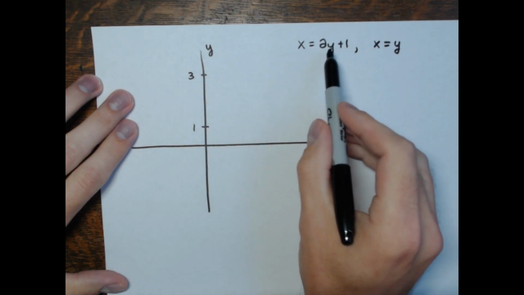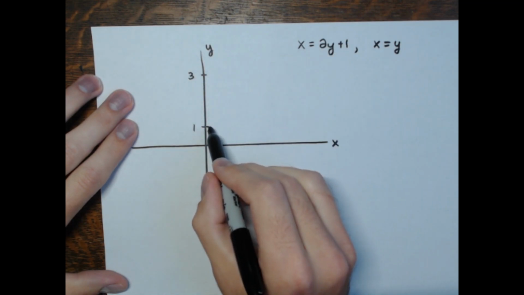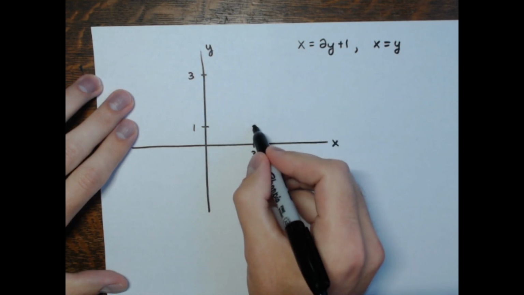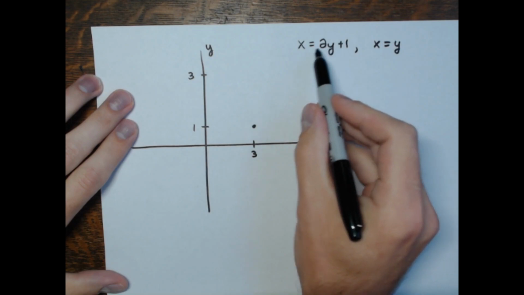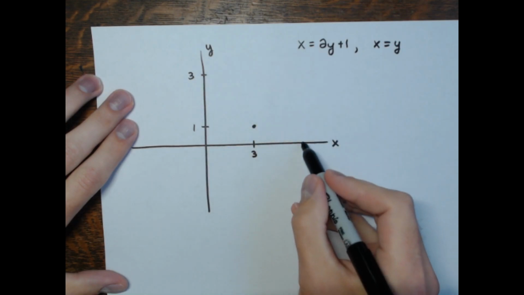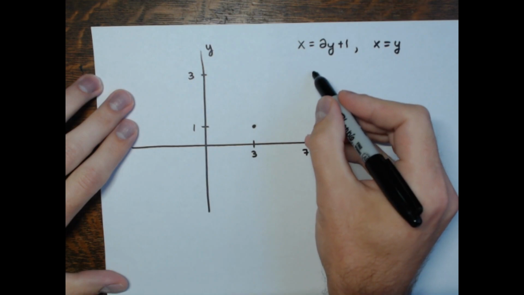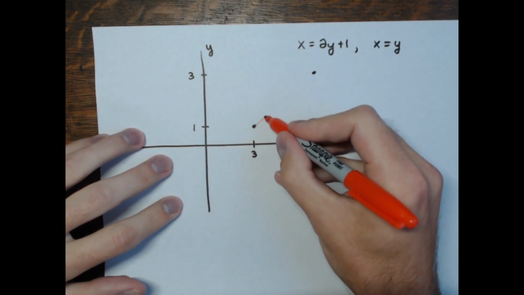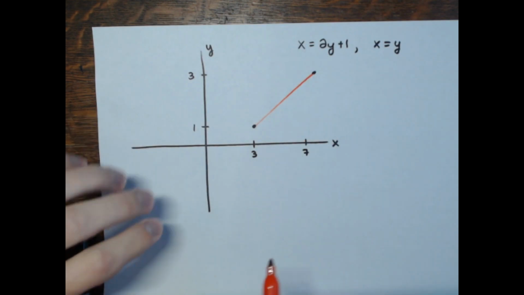All right, so this first curve, when y is 1, x is 3. So you'd have 3 on the x, 1 on the y at that point. And when y is 3, x is 7. And it's just a straight line, right? These are both linear functions here. So there's that first curve.